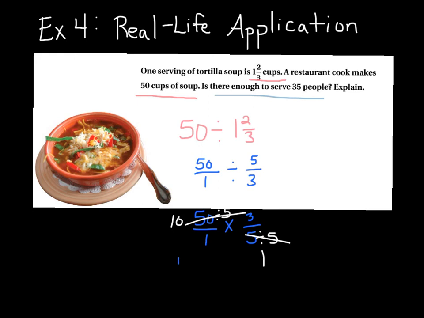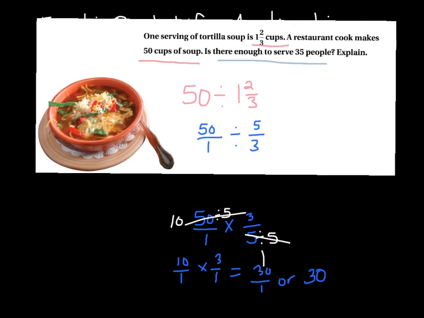We're going to go ahead and rewrite that as 10 over 1 times 3 over 1, and then 10 times 3 equals 30 over 1, and that is the same thing as 30. And then lastly, we're just going to go back up to that original question to see if we've answered it after we did all this work. So it says in the question, is there enough to serve 35 people? And when we figured out the amount of soup that we started with, divided it into 1 2/3 cups, what we found is we can only serve 30 people. So our final answer here would be no.